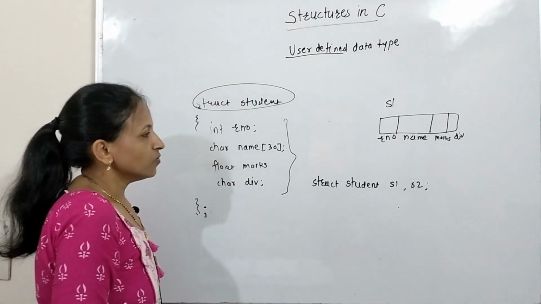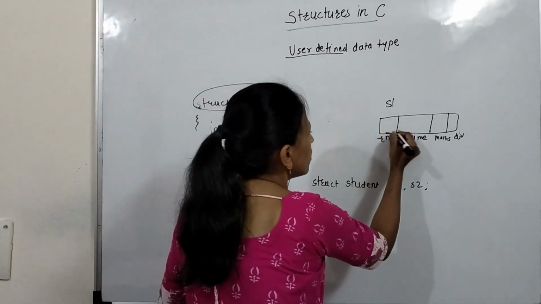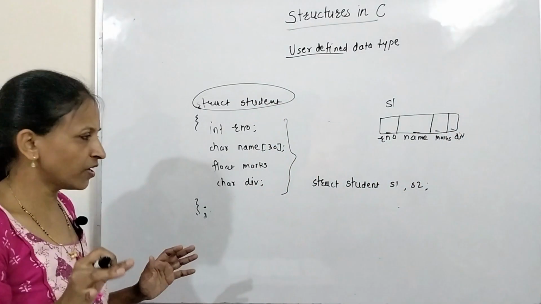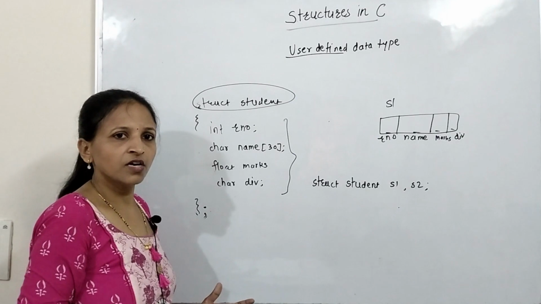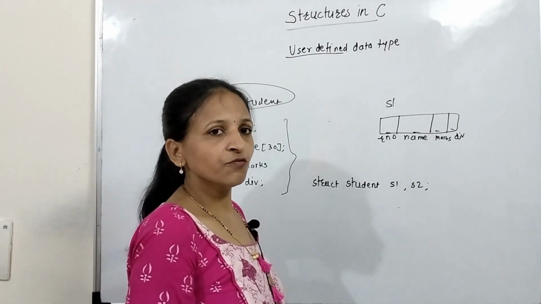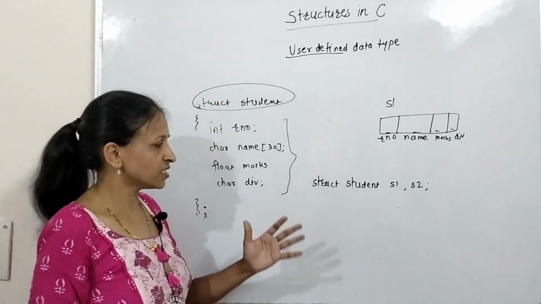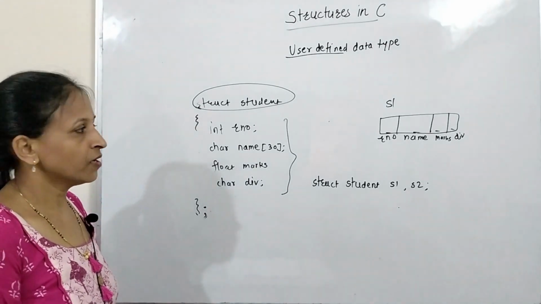Getting it? Now see, initially all will again have garbage values. Whenever we create a variable of any data type, then by default the storage class is auto storage class. The same rule is applicable here also.